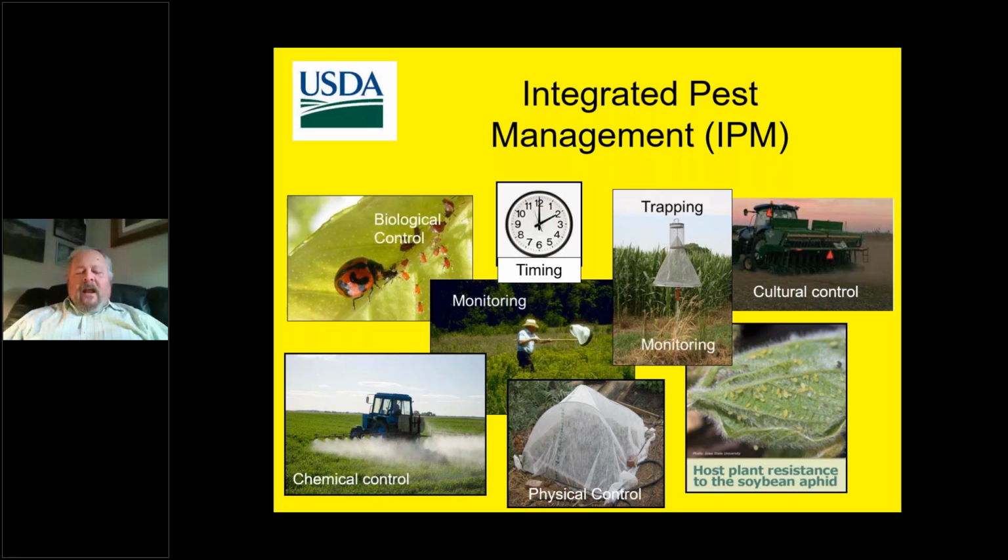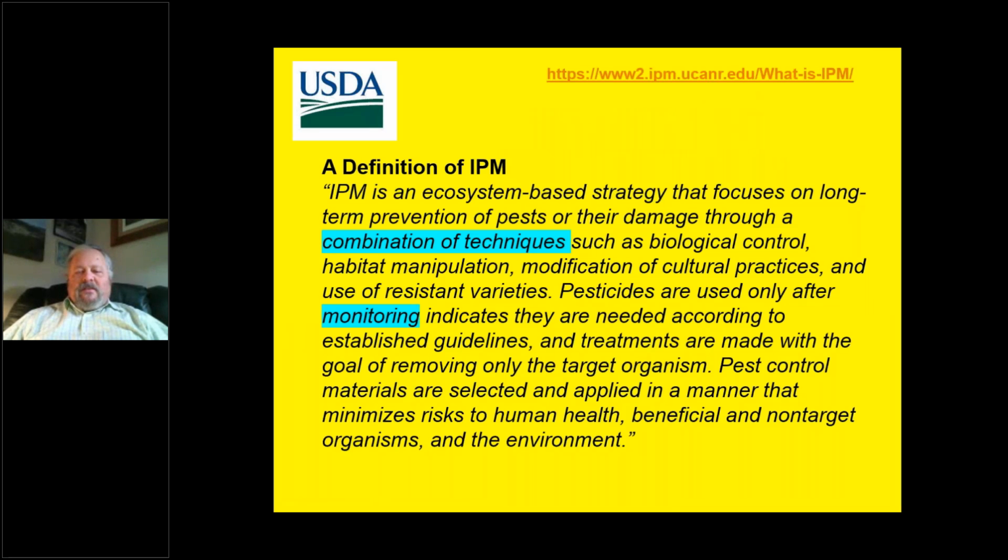I have here a definition of IPM out of the University of California system, which is, I think, somewhat fitting, because essentially IPM as a concept was generated decades ago in California. And I'll just read this. IPM is an ecosystem-based strategy that focuses on long-term prevention of pests or their damage through a combination of techniques, and I highlighted that, such as biological control, habitat manipulation, modification of cultural practices, and use of resistant varieties.